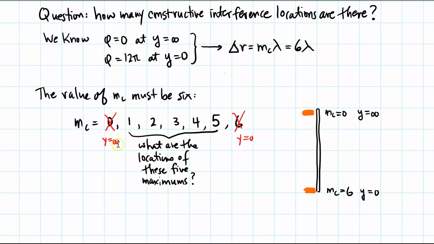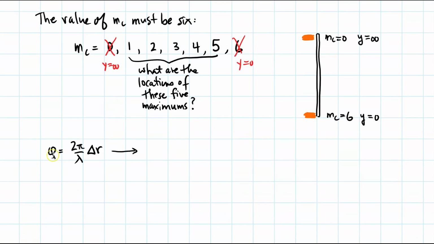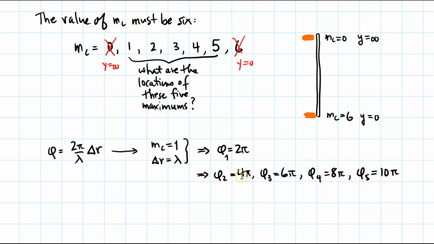We use the phase difference, path difference equation. So with phi equal to 2 pi divided by lambda times delta R, let's look at mc1. Delta R has to be lambda, so therefore that tells us that phi here has to be 2 pi. So if I start to look at the phases of these guys, we could see that then mc2, 3, 4, and 5 must be multiples of 2 pi. As phi2 is equal to 4 pi, phi3 is equal to 6 pi, phi4 is equal to 8 pi, and phi5 is equal to 10 pi.